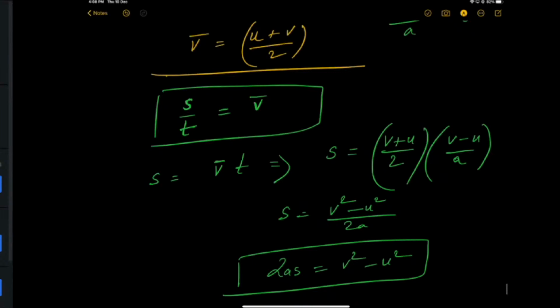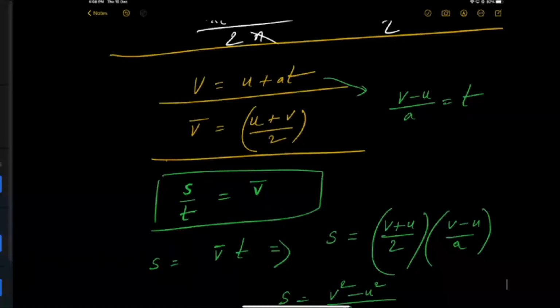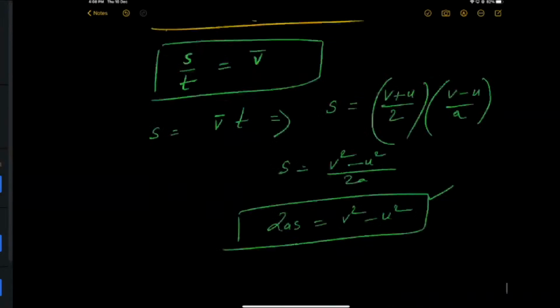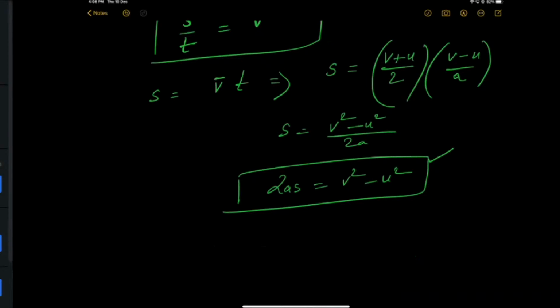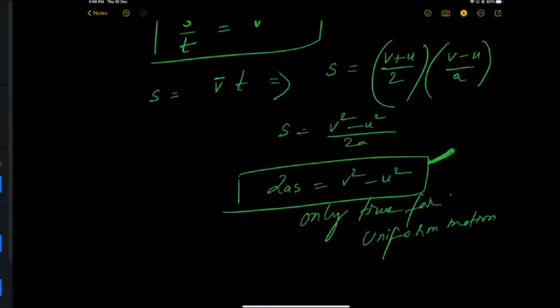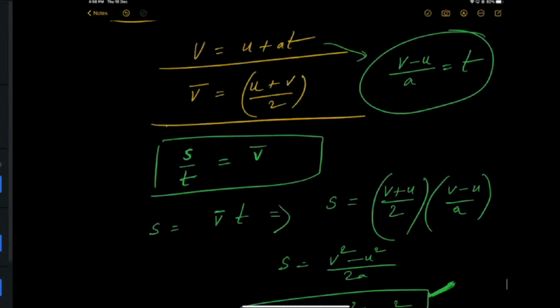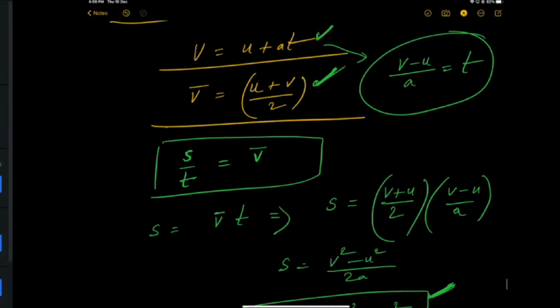Now why did I eliminate t here? Because I wanted to find this equation which doesn't contain t. So somehow I have to eliminate t. So here I used this to eliminate t and I got the answer. Clear? Now next. So I got the second equation of motion. This is also true only for uniform motion. What is the meaning of uniform motion? Any motion that has constant acceleration. Why? Because this formula was true only for uniform motion and this formula was true only for uniform motion, and we use these two formulas to derive this formula. So obviously that is also true only for uniform motion.